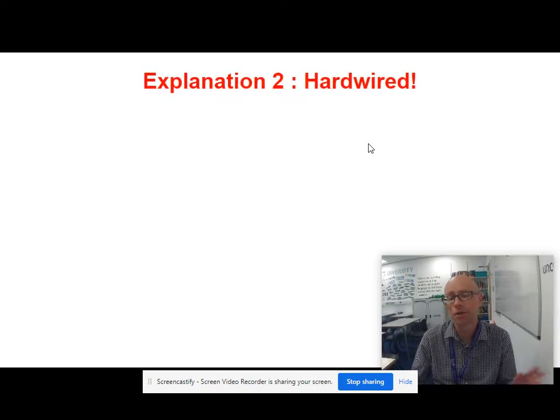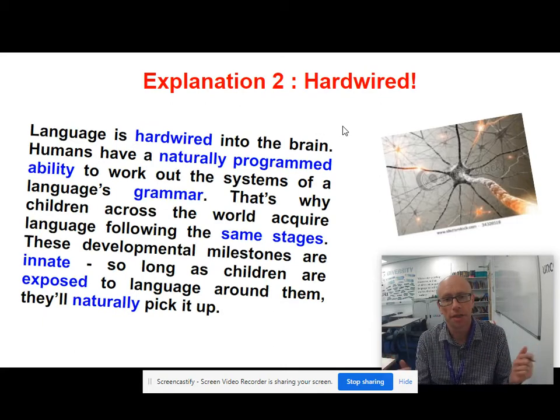Explanation number two, hardwired. So this is the idea that language is hardwired into the brain, and that humans have this naturally programmed ability to work out the systems of a language, its grammar. So it's built into the brain in the same way as the body, you know, the capacity to walk, for example, or hitting puberty is built into the human body. And so the argument goes, that's why children across the world acquire language following the same sequence, in the same stages, you know, starting off with cooing and babbling, then going into the so-called holophrastic stage, which is the one-word utterance stage, two-word utterances, telegraphic speech, post-telegraphic speech.